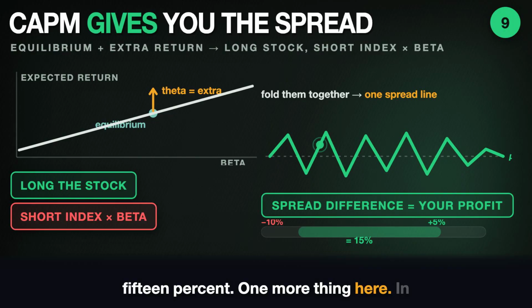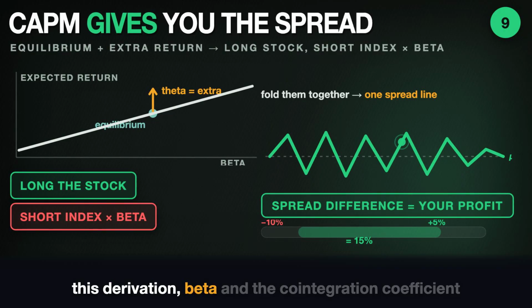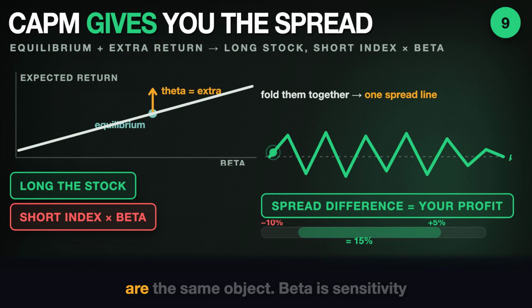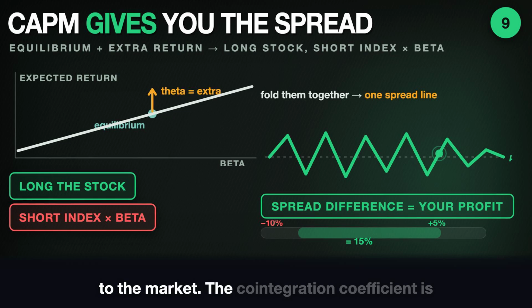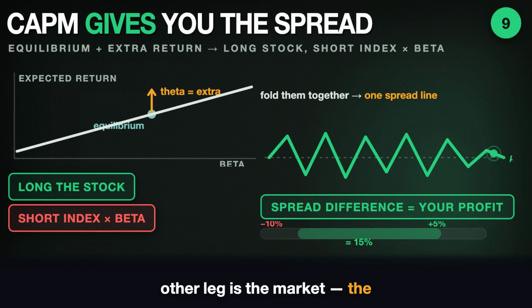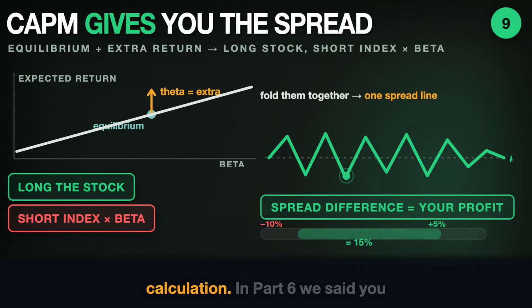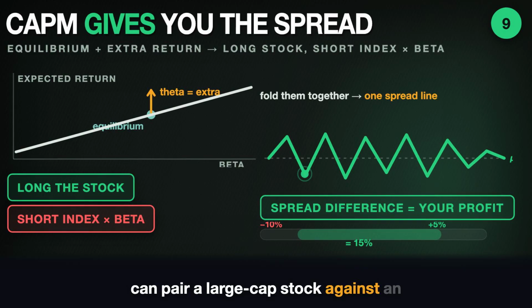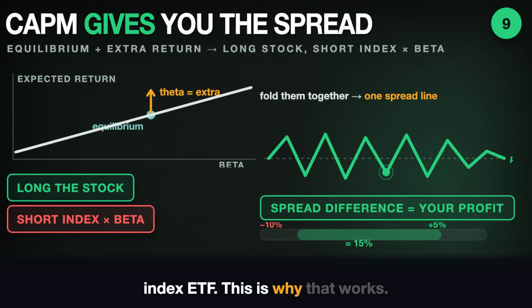One more thing here. In this derivation, beta and the cointegration coefficient are the same object. Beta is sensitivity to the market. The cointegration coefficient is sensitivity to the other leg. When the other leg is the market, the index, the 2 are the same calculation. In part 6, we said you can pair a large cap stock against an index ETF. This is why that works.